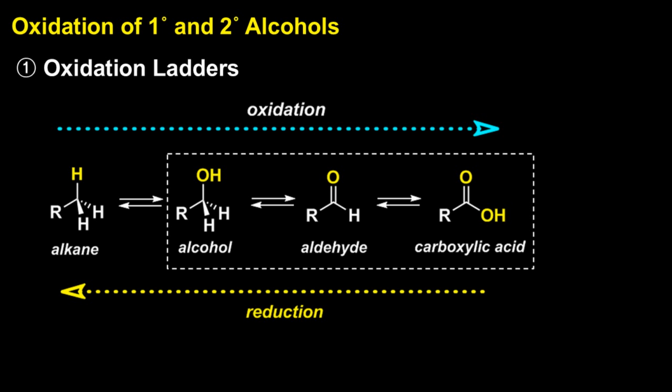If it's a primary alcohol, it can go further, first to an aldehyde, then all the way to a carboxylic acid. Each step adds more bonds to oxygen or removes hydrogens. And if you go in the other direction, from right to left, that's reduction. You're gaining hydrogens or losing oxygens.